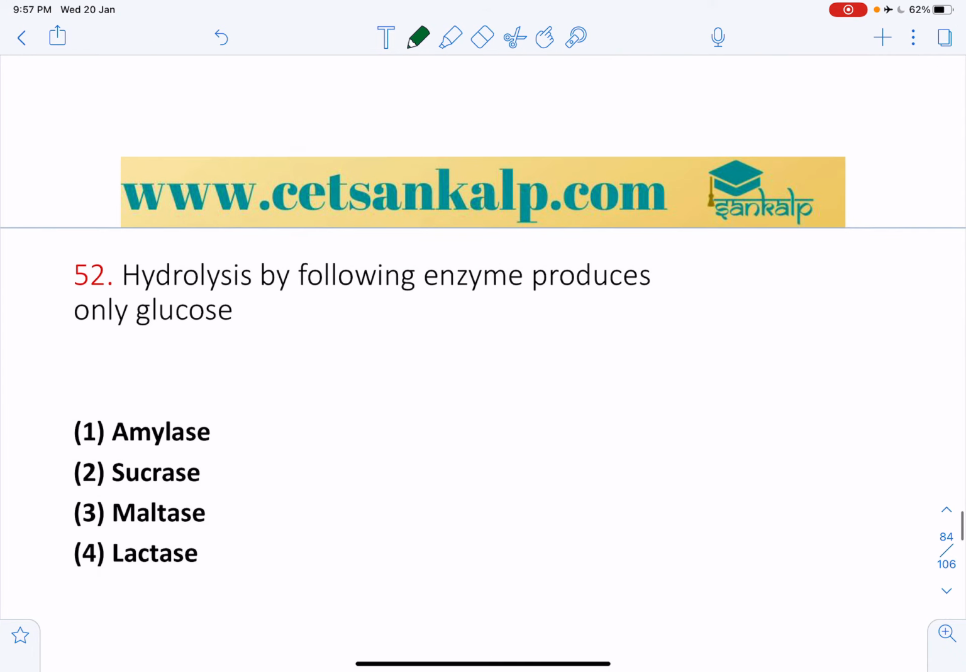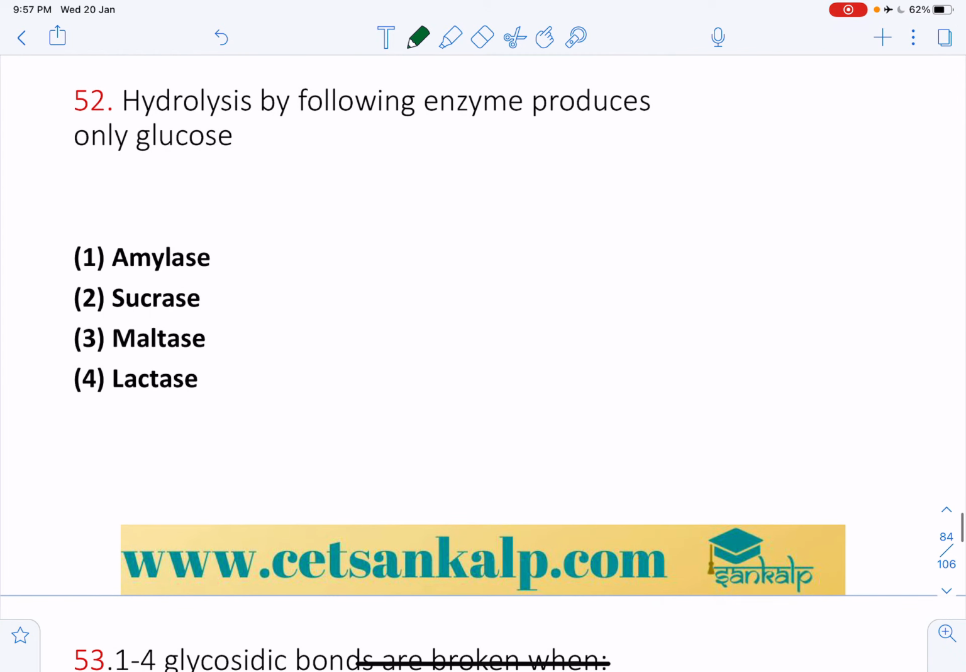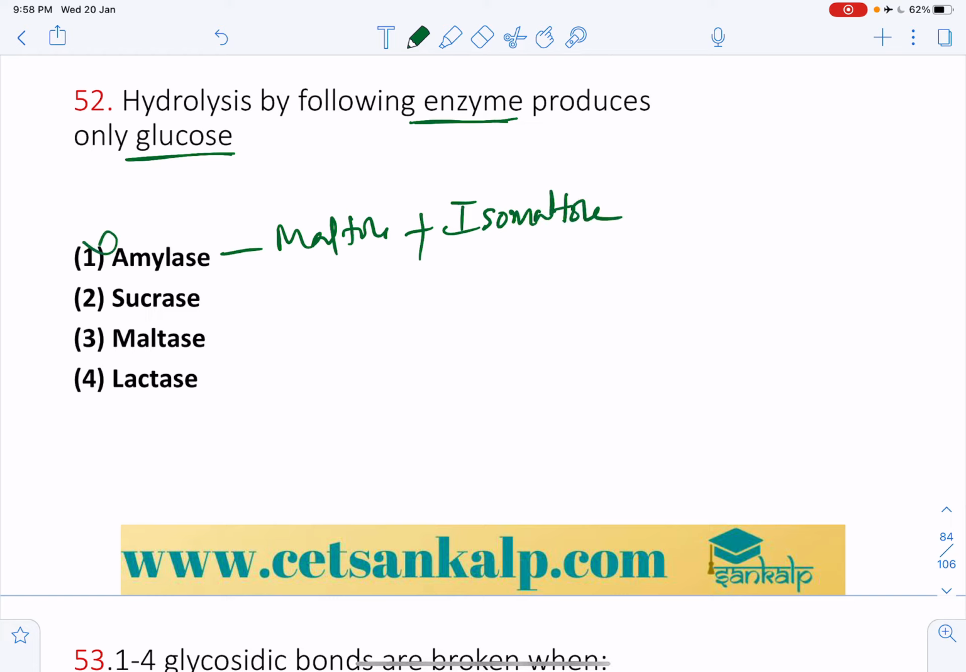And the next question: hydrolysis with the help of an enzyme that produces only glucose. I mentioned that salivary amylase produces maltose and then isomaltose, it won't produce glucose directly, correct? Hence we cannot select that answer.